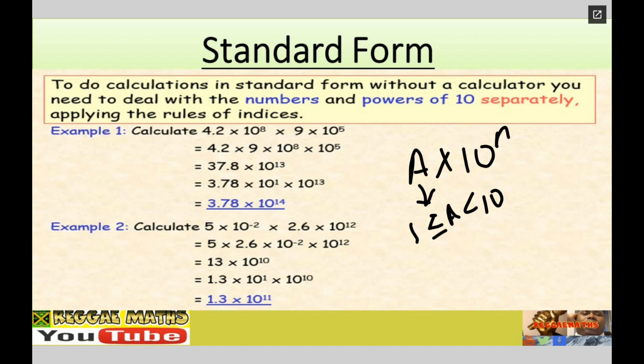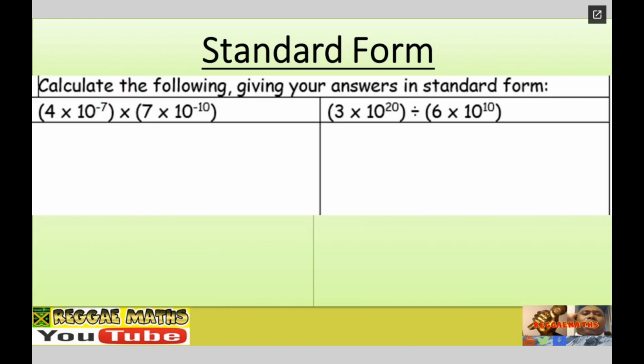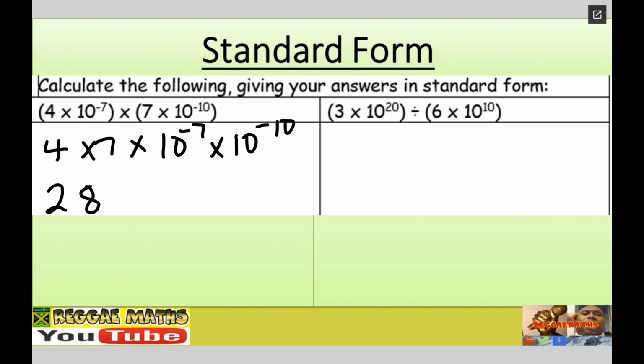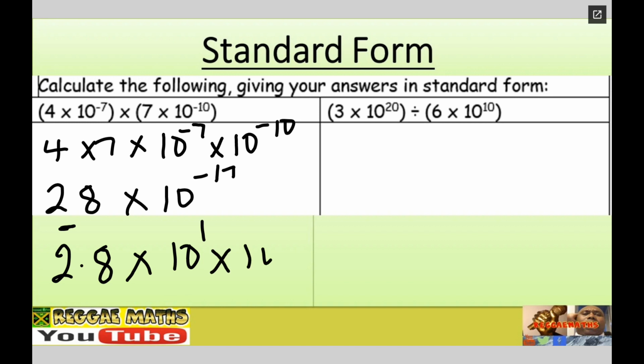Example 2 works out exactly the same. Let's look at this example here. We've got 4 times 7 times 10 to the power minus 7 times 10 to the power minus 10. So 4 times 7 is 28, and minus 7 plus minus 10 gives 10 to the minus 17. Does 28 satisfy a? No, it hasn't, so it's 2.8 times 10 to the power 1 times 10 to the power minus 17. So I can rewrite this as 2.8 times 10 to the minus 16.